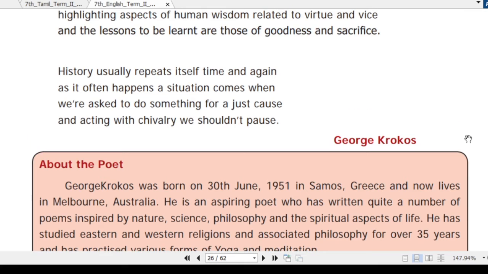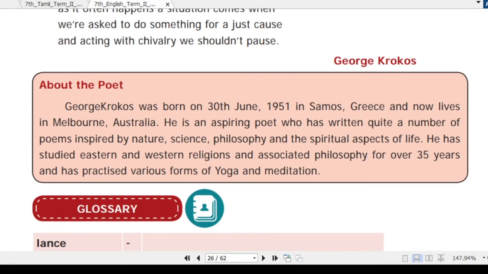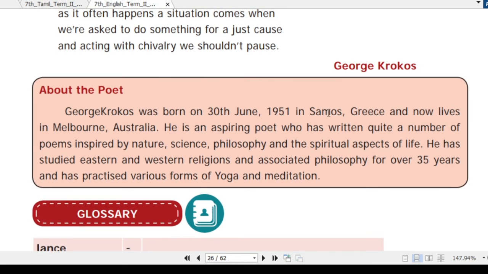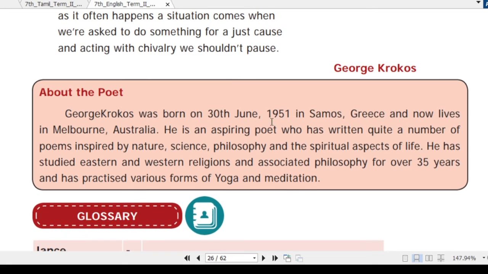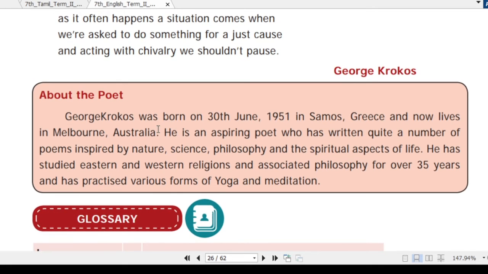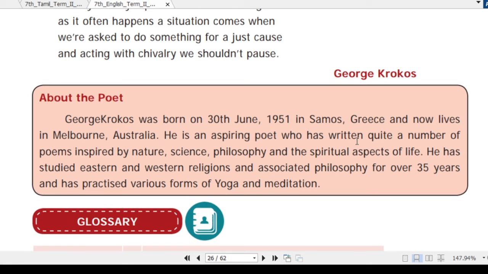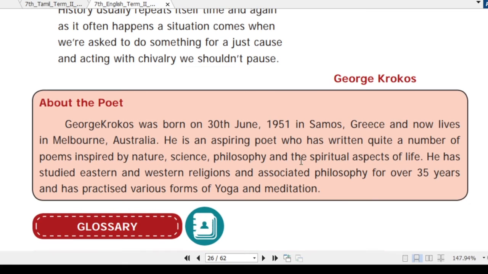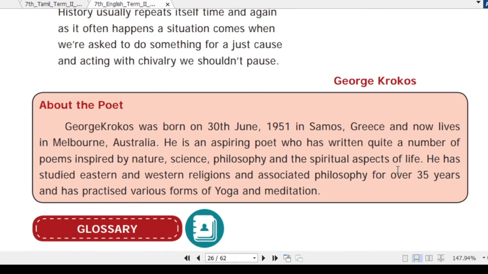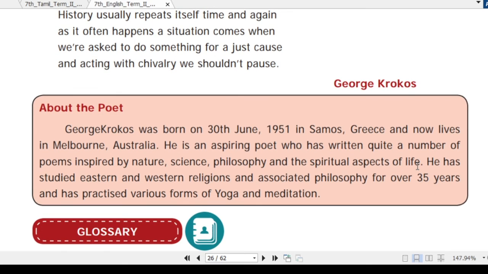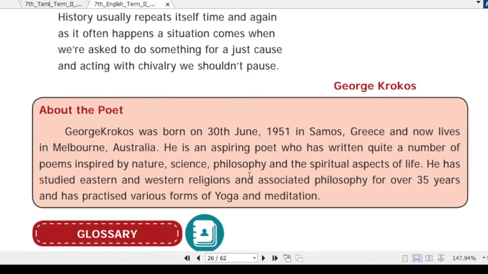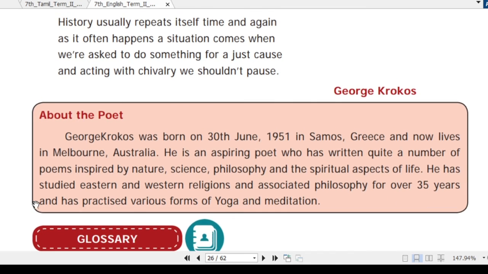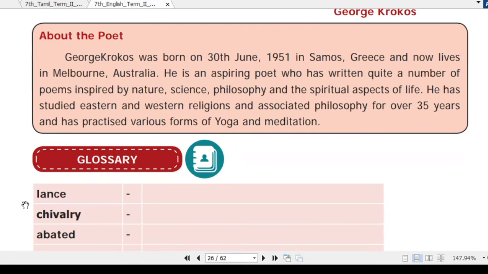So this poem was written by George Crocus. George Crocus was born on 30th June 1951 in Samos, Greece, and now lives in Melbourne, Australia. He is still living. He is an aspiring poet who has written quite a number of poems inspired by nature, science, philosophy, and spiritual aspects of life. He has studied Eastern and Western religions and associated philosophy for over 35 years and has practiced various forms of yoga and meditation.